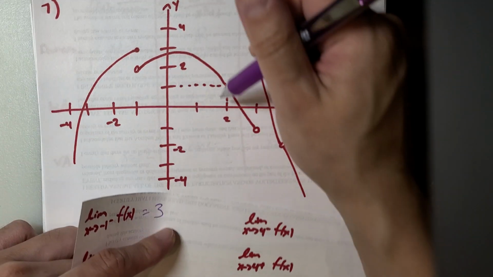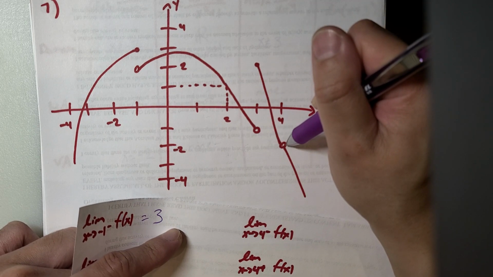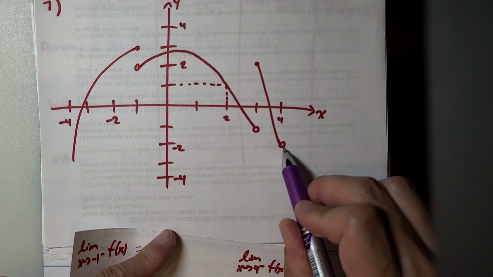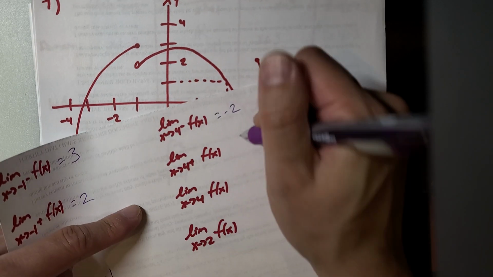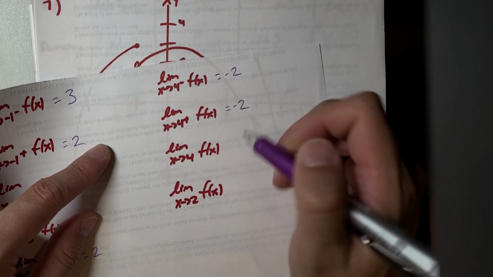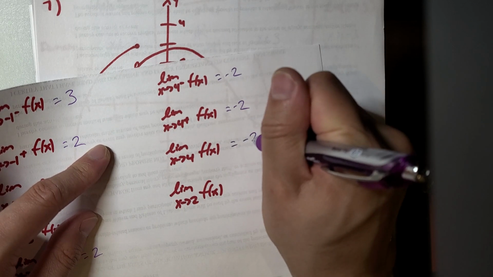4 from the left, that is this guy here, which is -2. 4 from the right, that's this guy here, so that again is -2. 4 from both sides. Well, here the limit from the left equals the limit from the right, so this is also -2.